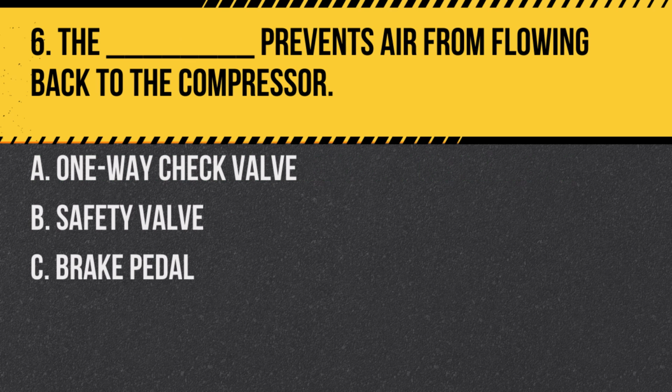Question 6. The blank prevents air from flowing back to the compressor. A. One-way check valve. B. Safety valve. C. Brake pedal. Answer: A. One-way check valve. It ensures air moves in the right direction.